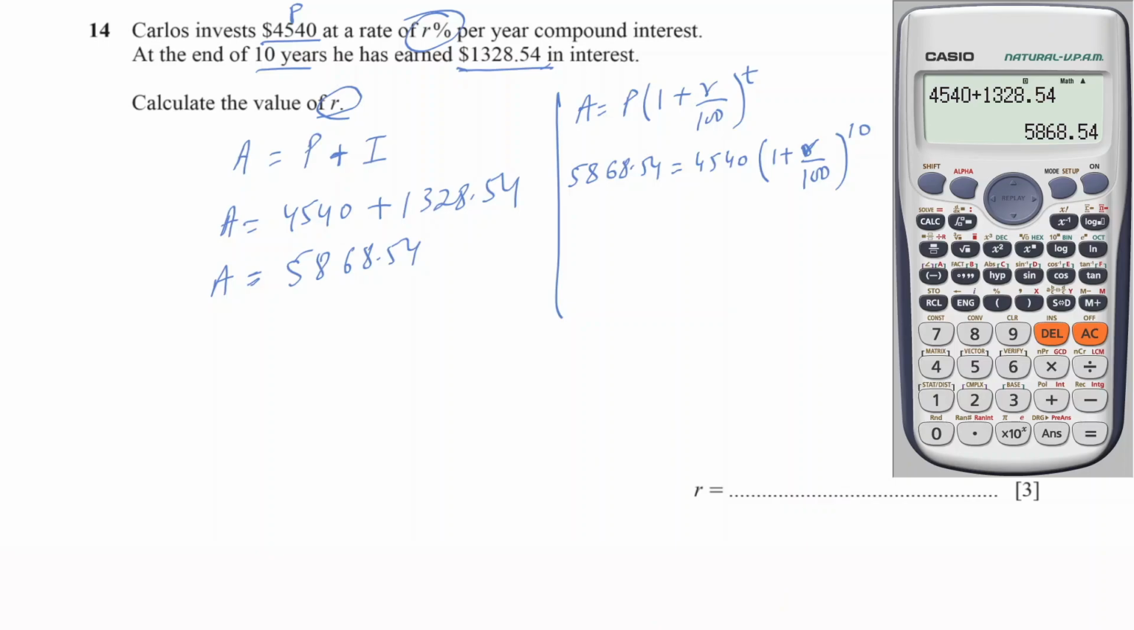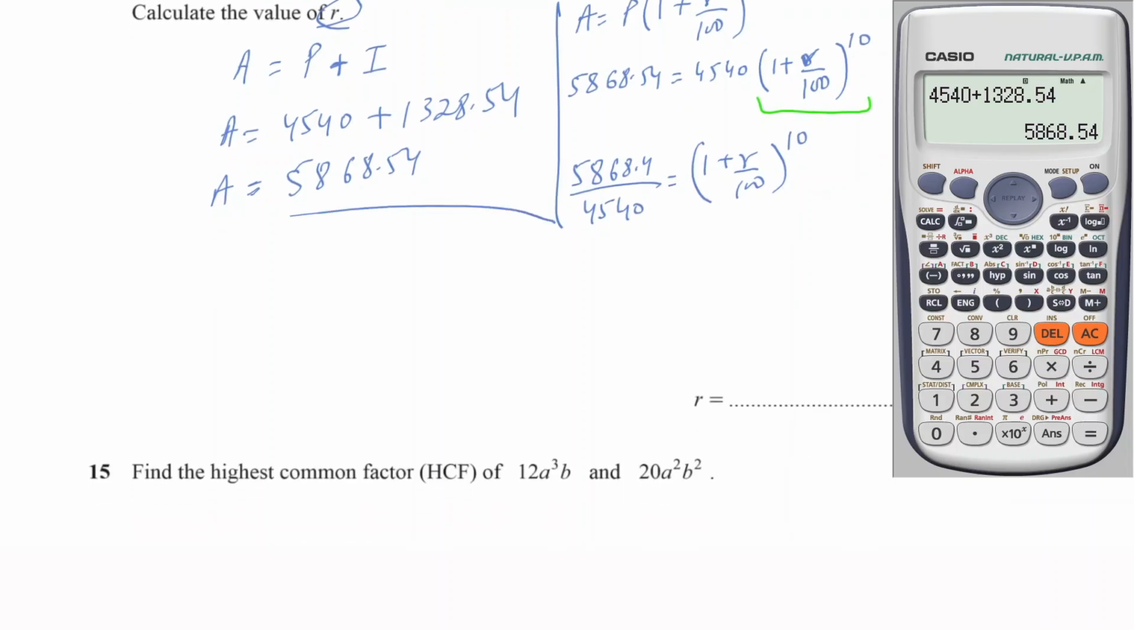Okay, so let's calculate this. Because it's in brackets and powers, first let's bring this 4540 and divide it. 5868.54 divided by 4540 should be our first step, and we are left with (1 plus r by 100) raised to power 10.